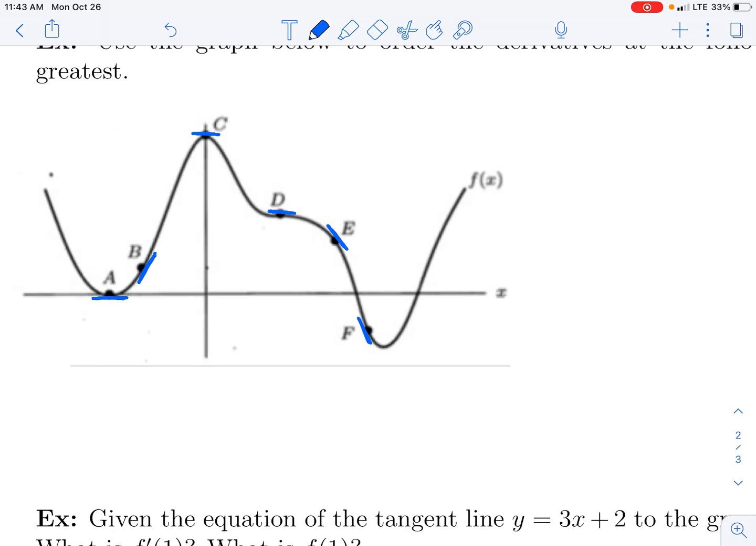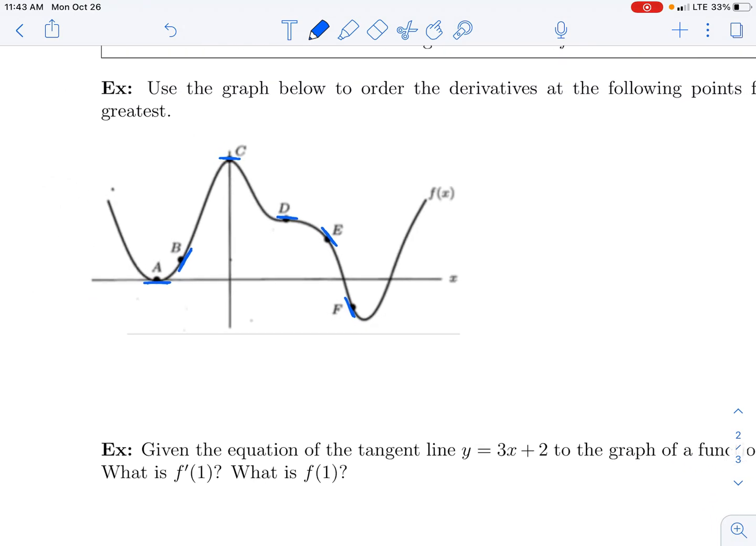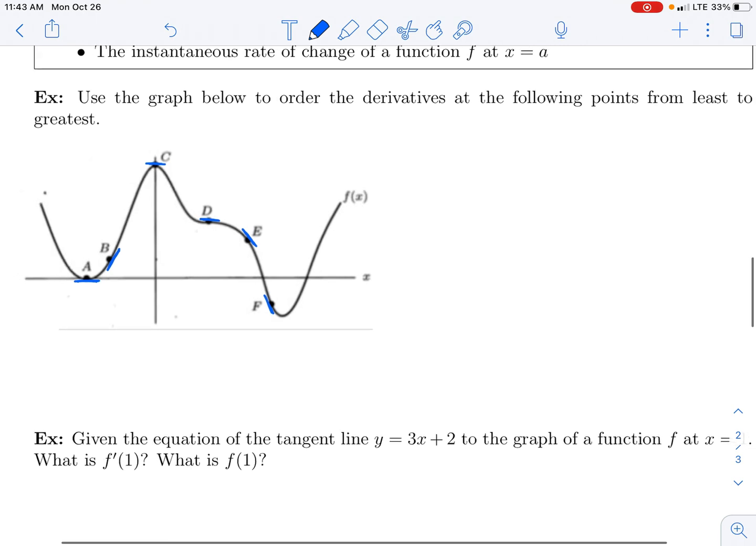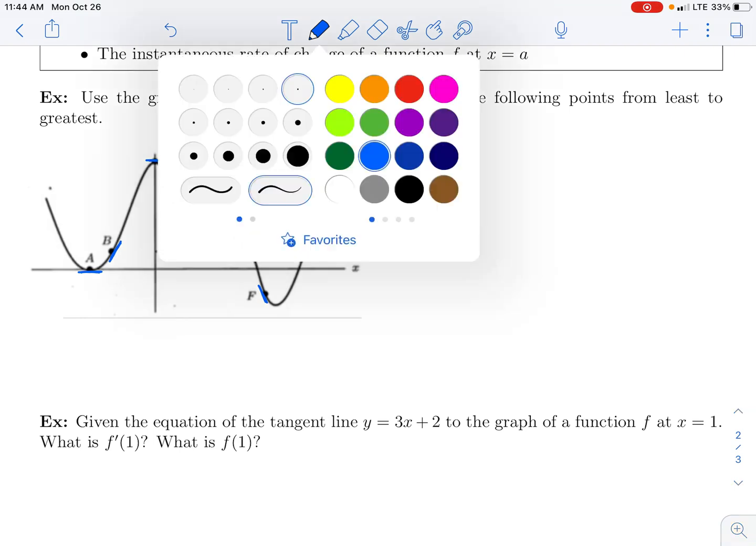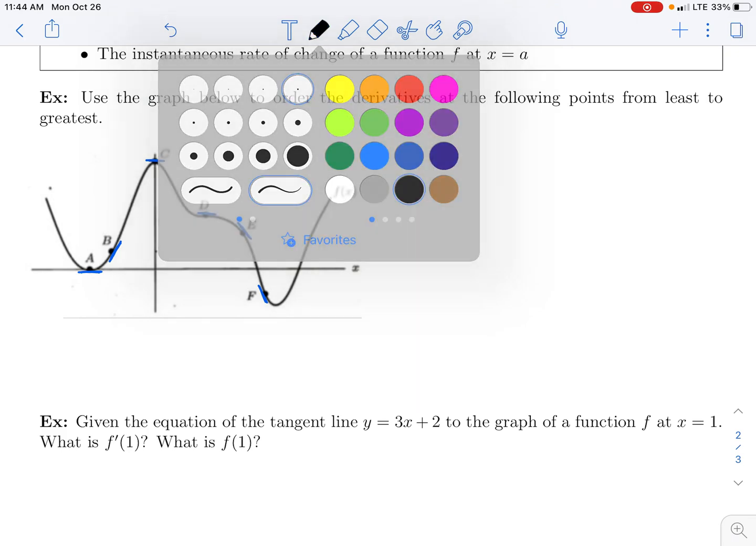Okay. And the reason I'm drawing these tangent lines is because I'm interested in their slopes, because I want to order the derivatives from least to greatest. How do I do that graphically? Well, I look at the slope of the tangent lines and figure out which slopes are biggest and which slopes are smallest. That will tell me where the derivatives are biggest and where the derivatives are smallest.